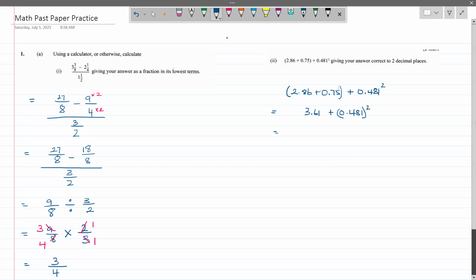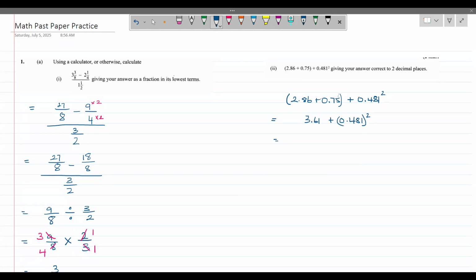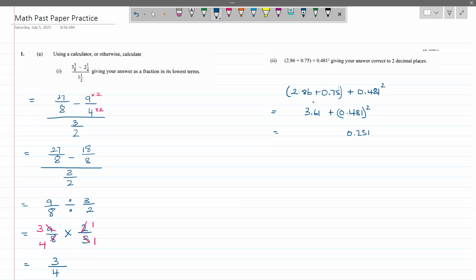Right? Again, you might want to include your brackets there so the calculator would know to square that figure first, and then add it to your 3.61. So when we square that, we will get 2.31361. This is our 3 here. Now you don't have to write this out, right? I'm just writing it out so it's easy for you guys to follow on screen.